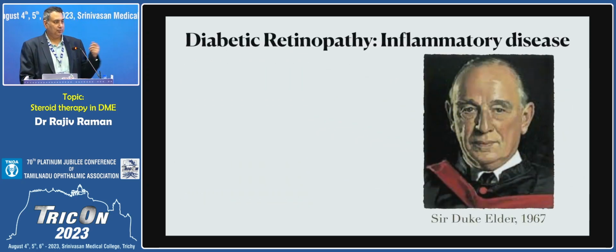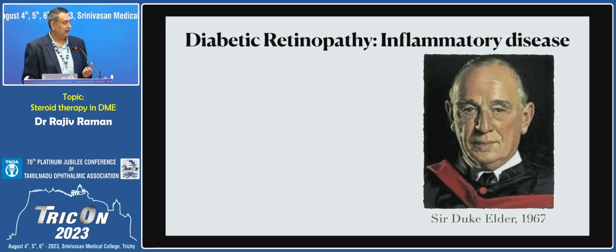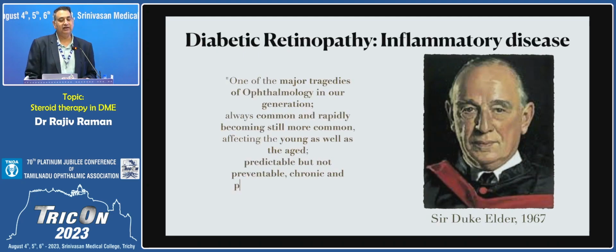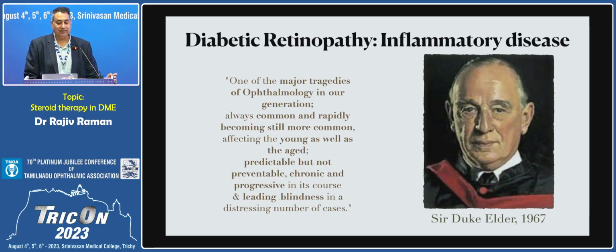So we had heard before a pathophysiology talk, and I was just looking at since when we think about diabetic retinopathy as an inflammatory disease. It was way back. Even if you look at Duke Elder, he starts with it's an inflammatory disease. So long back, it is known that it is an inflammatory disease. Very beautifully, he talks about it in the 1960s. He tells that it's one of the major tragedies of ophthalmology in our generation. It's common, rapidly becoming still more common, affecting young and aged.